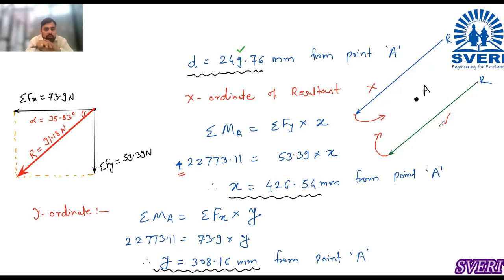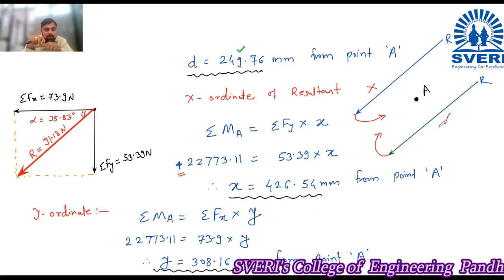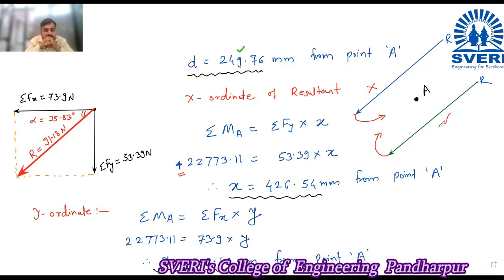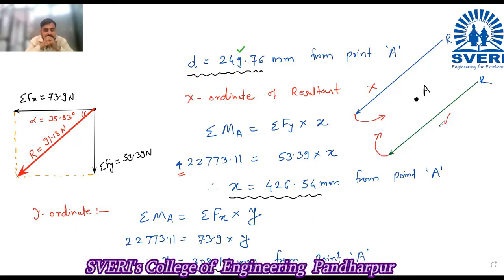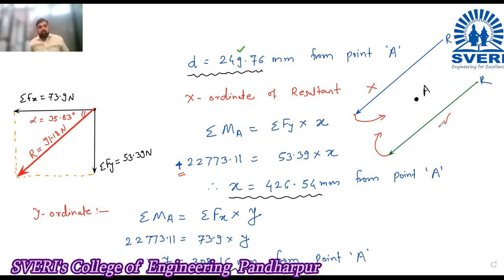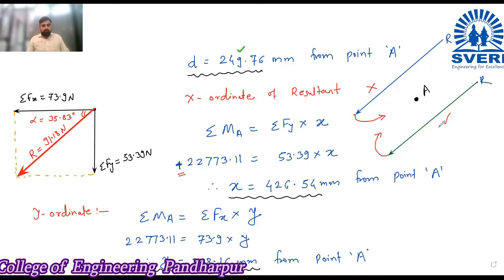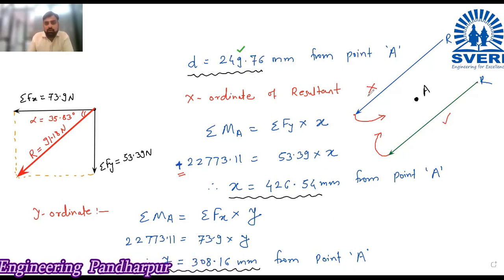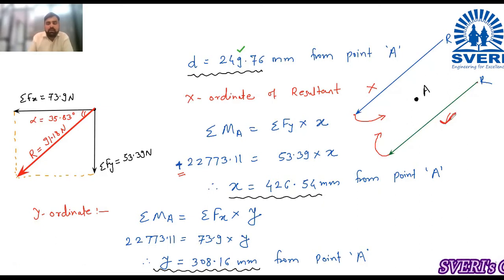Is it clear to you what I have told you about this plus sign, minus sign, clockwise movement, anti-clockwise movement? Is it clear, or shall I repeat this? Clear, sir. Okay, if you understood, then it is very good. So now I will finalize. This is our finalized direction of the resultant.